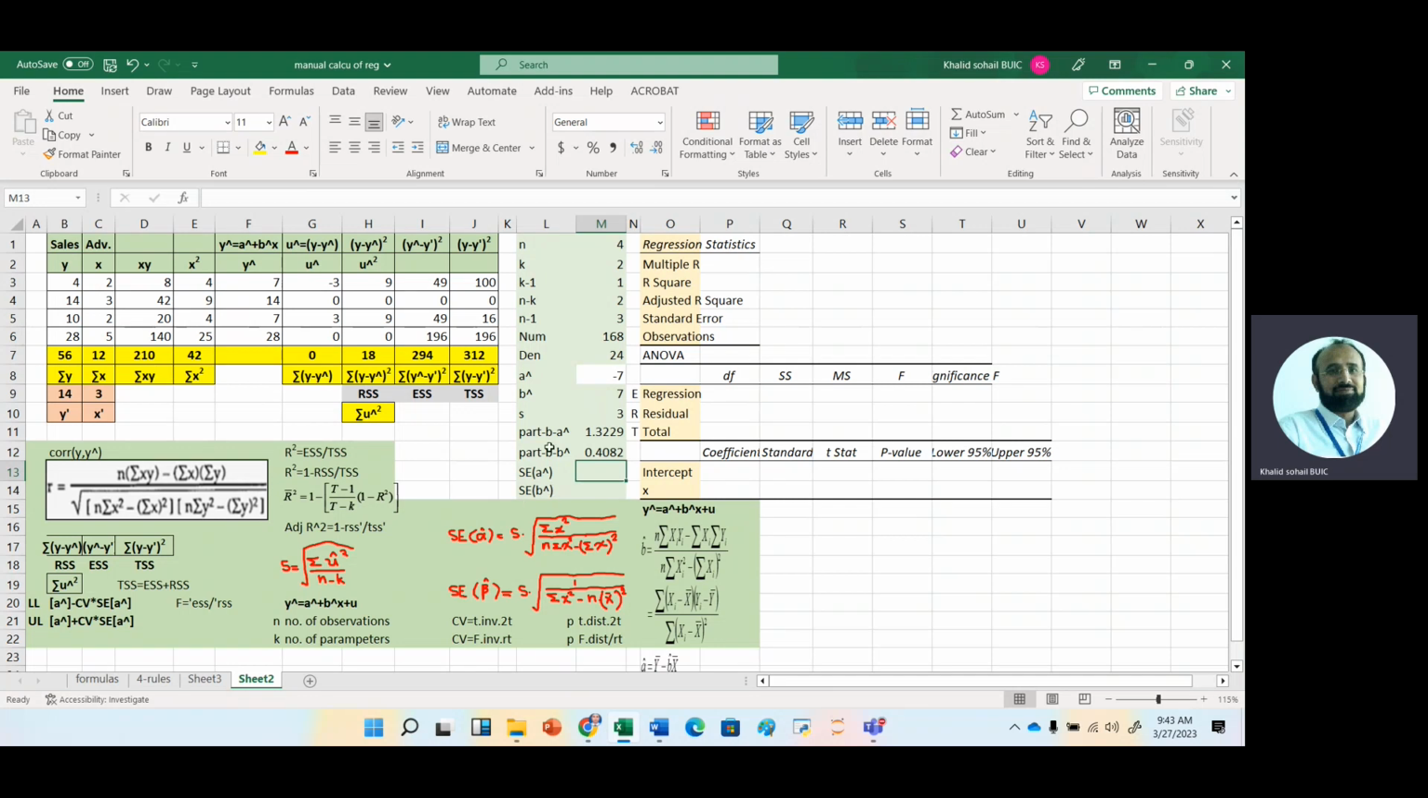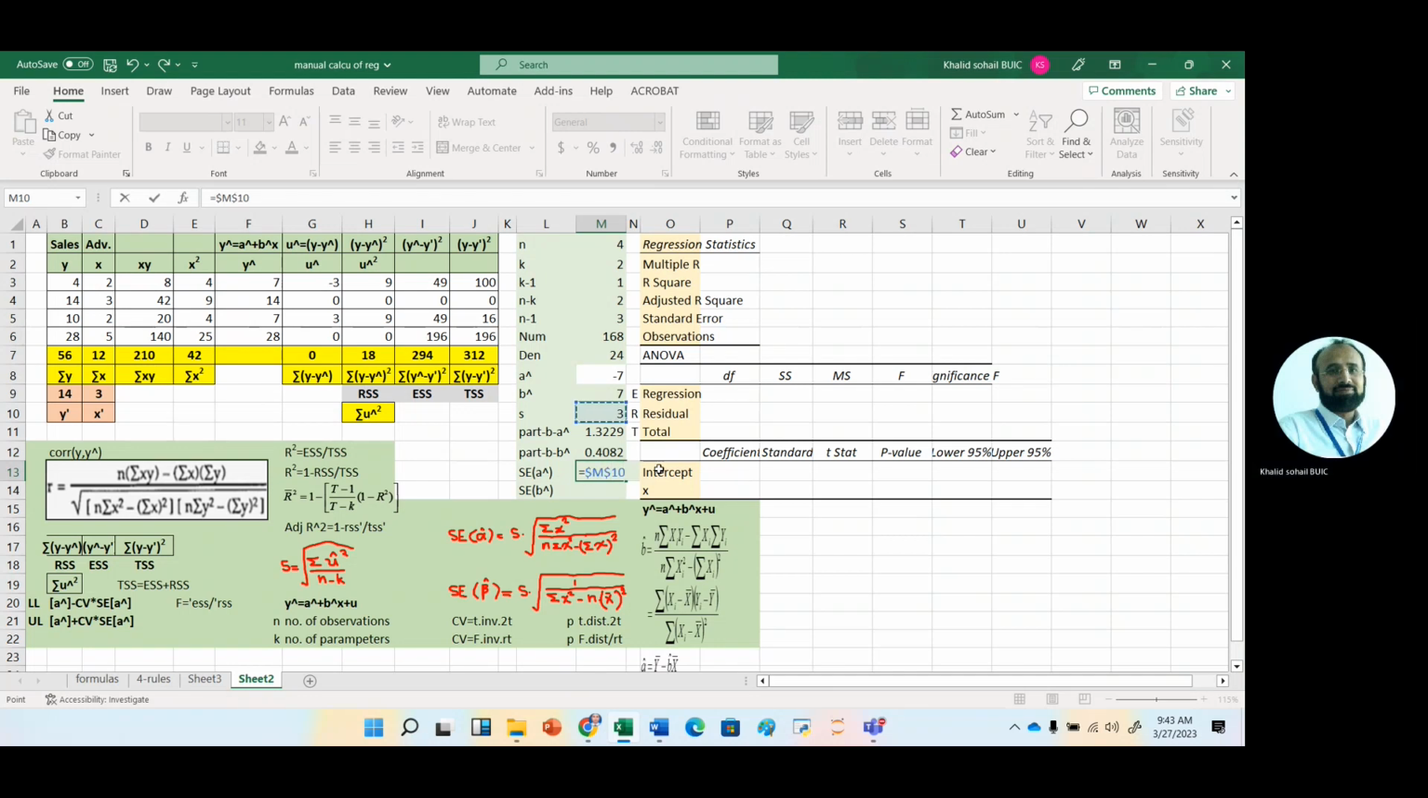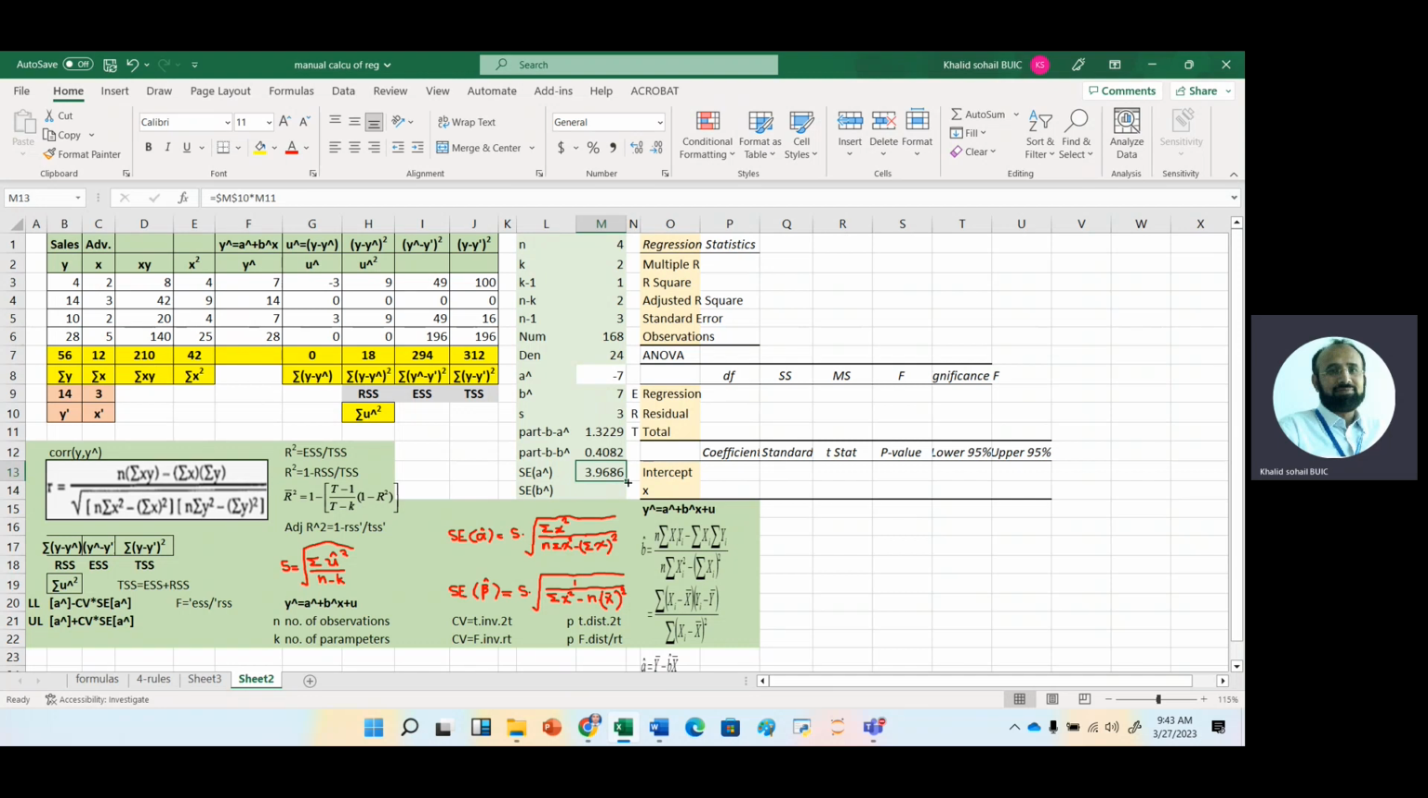Now to get the standard error of alpha, S is multiplied by this second part, and again for standard error of beta, this S is multiplied by this second part. So this is our S, and it should be fixed because it is repeating in both formulas, multiplied by the second part for the standard error of alpha, and then just copy it down. We will get the standard error of our beta.